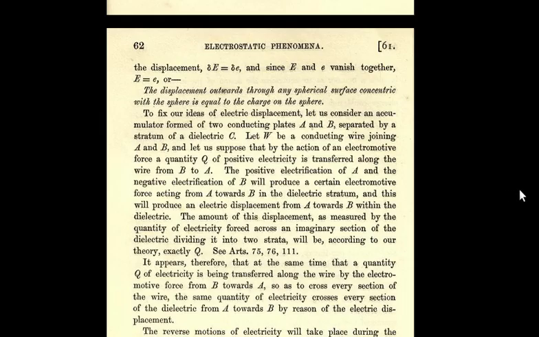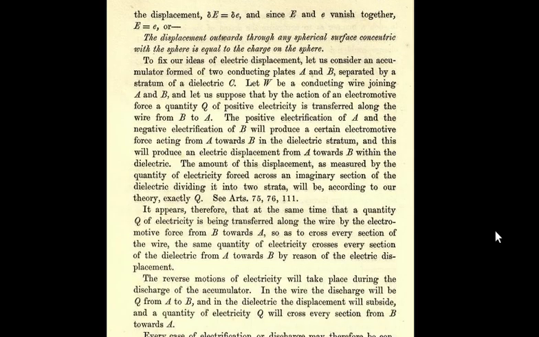To fix our ideas of electric displacement, let us consider an accumulator formed of two conducting plates A and B separated by a stratum of a dielectric C. Let W be a conducting wire joining A and B, and let us suppose that by the action of an electromotive force, a quantity Q of positive electricity is transferred along the wire from B to A. The positive electrification of A and the negative electrification of B will produce a certain electromotive force acting from A towards B in the dielectric stratum, and this will produce an electric displacement from A towards B within the dielectric.